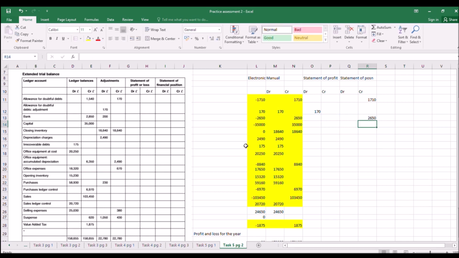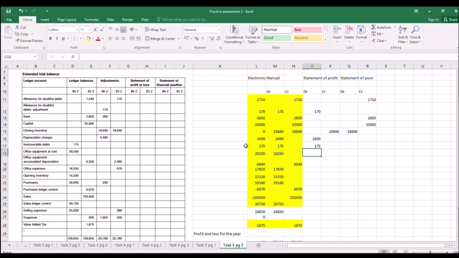Okay, capital is the initial opening capital from shareholders, so the liability to shareholders of £35,000. Closing inventory, so it's going to be a credit. The credit is in the statement of profit and loss account. It's the reduction in the expenditure, and the debit is the asset at the end of the year, what it represents. Our depreciation charge goes into the statement of profit and loss account. Our irrecoverable debts in here is an expense in the profit and loss account.